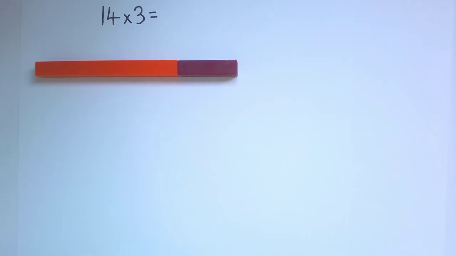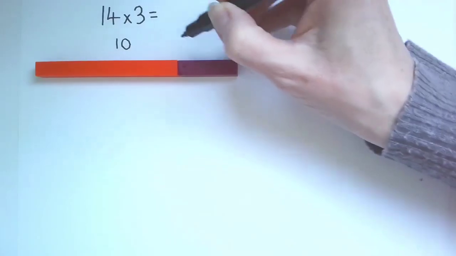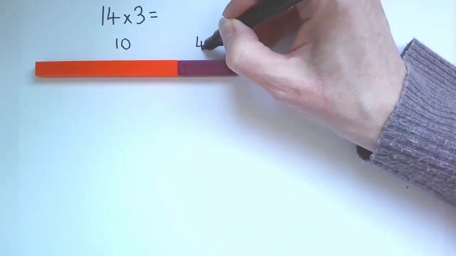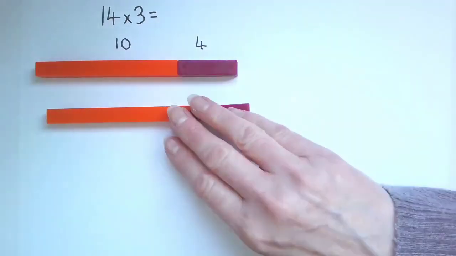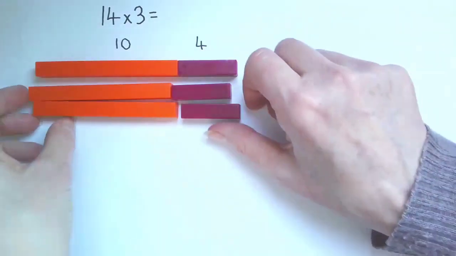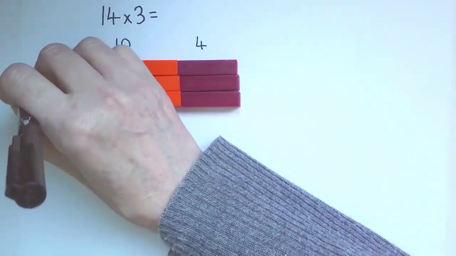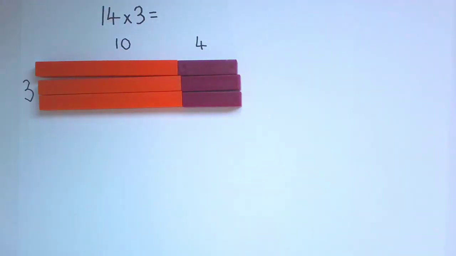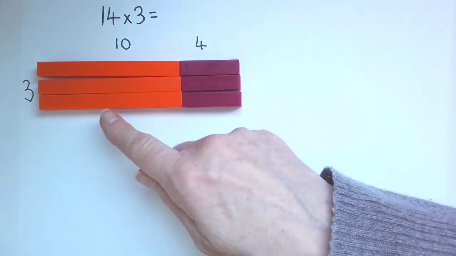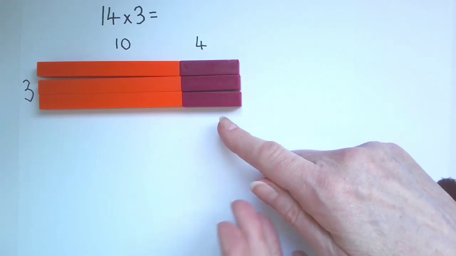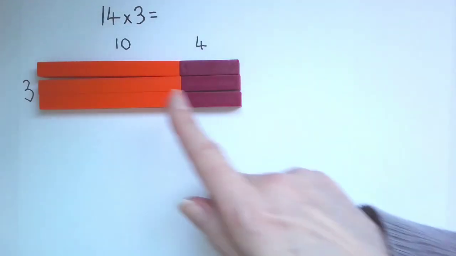I've made 14, and I can see that that is a 10 and a 4 that I've used to make 14, and I need to do that 3 times. So here we go. So now I've got 14 3 times. So looking at this now, I can see because I partitioned my 14 into 10s and 1s, and in this case there are 4 1s each time, I can work out those 2 parts separately.